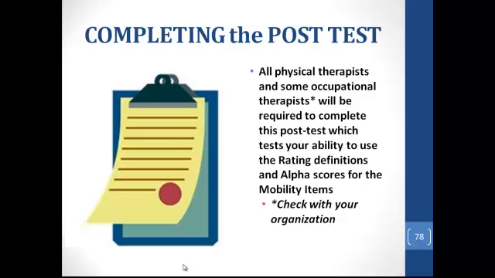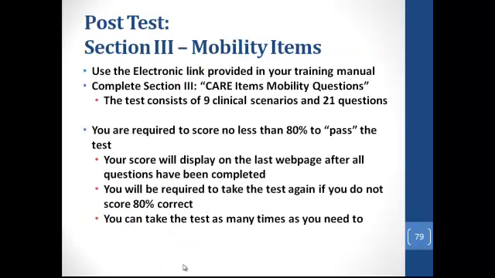As stated earlier, all physical therapists will be required to complete this post-test, which tests your knowledge of the rating definitions, the alpha scores, and the item definitions. Some occupational therapists will be required to take this test, so check with your organization. Most therapists will take the test electronically. You will find the electronic link provided in your training manual. However, some companies may choose to test therapists using other methods, such as paper and pencil. So if you don't find a link in your manual, check with your managers.